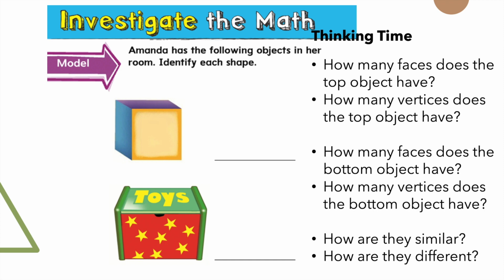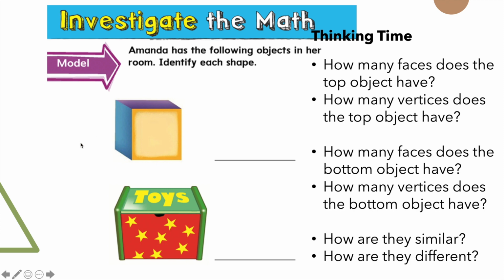Excellent job. The cube has a square face. All of the faces are squares, while the bottom object, they look more like rectangles. That's why it's called the rectangular prism, because this one has faces that have the shape of a rectangle. The top one has square faces, and we call it a cube.